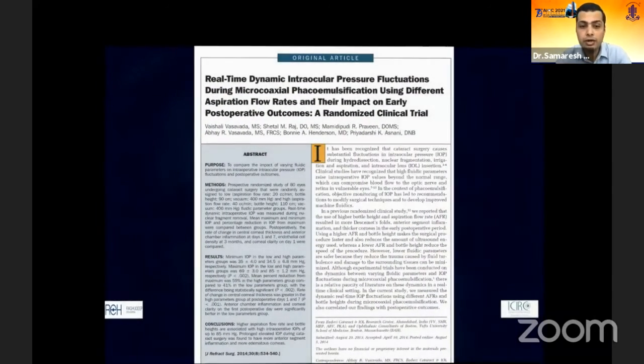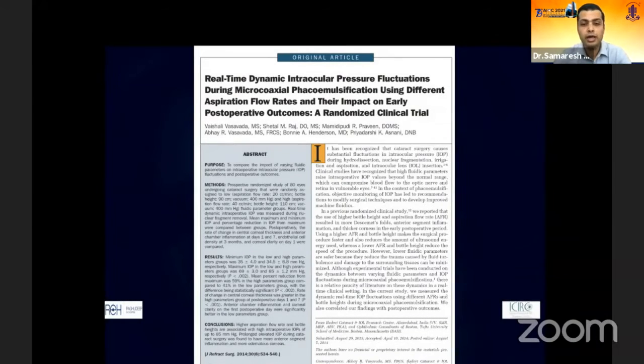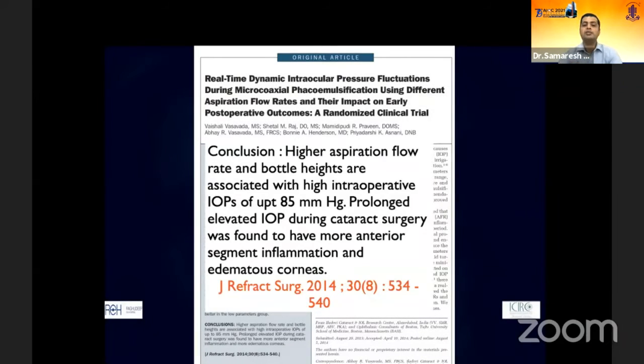We also measured the intraocular pressures inside the eye. This is again published by our group. And we found that higher aspiration flow rates and high bottle height lead to higher IOP.